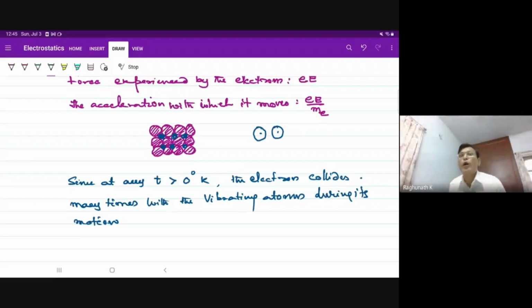If the temperature is more, you know that an object expands when the temperature is increased because the average bond length will increase. The average distance between the atoms will increase, because of which it expands. When we increase the temperature, they vibrate with greater amplitude. Because of which the electron will collide more number of times at higher temperature before reaching the other end.